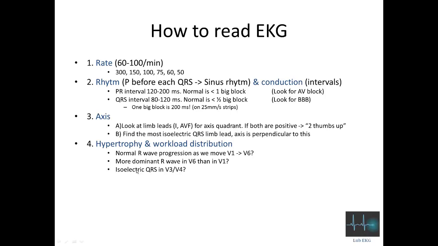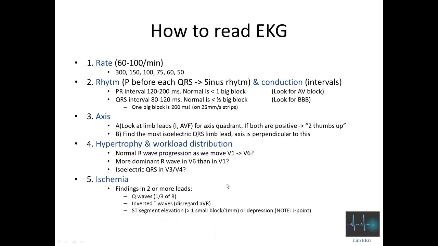And to determine the location of the interventricular septum, which may be shifted left or right if we have hypertrophy in the corresponding chamber, we should also look at isoelectric QRS, or try to find it in either V3 or V4. Lastly, we look for ischemia with findings in 2 or more leads. Firstly, we look for signs of old infarcts. This can also be found in the patient history, of course, but if we just want to do it on the ECG, we look for Q waves, which are 1/3 of the R wave.